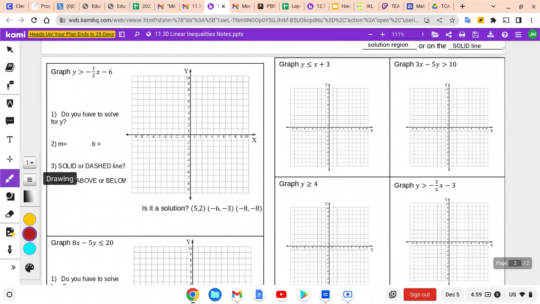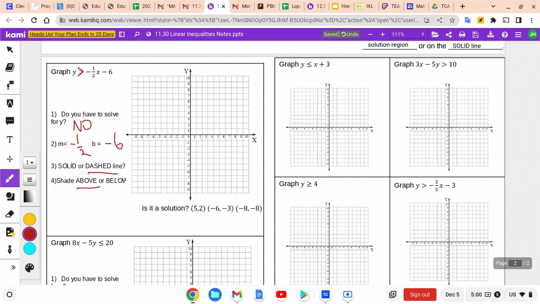Okay, next we have graph y is greater than -1/2 x minus 6. Do we have to solve for y? No, it's already solved for y. My m is -1/2. My b is -6. Is it a solid or dashed line? Well, there's no equal to, so it's dashed, and it's greater than, so it's above.